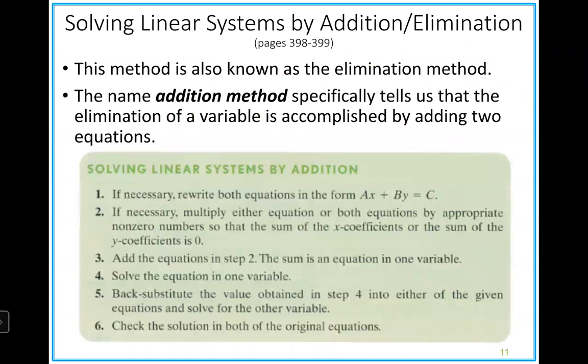Now, the other method is the addition, or elimination method. It's also known as the elimination method. The name addition specifically tells us that the elimination of a variable is accomplished by adding two equations. So we have to add the two equations. All right, so on page 398 of your book.